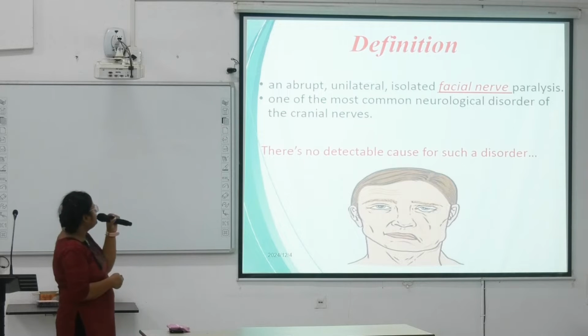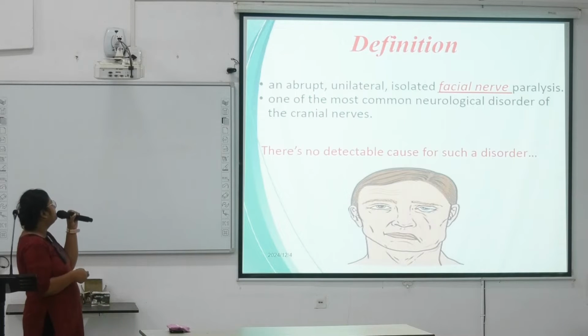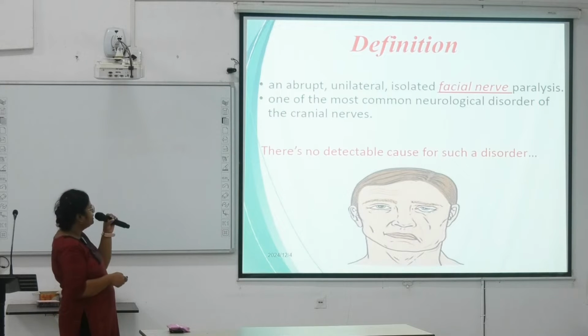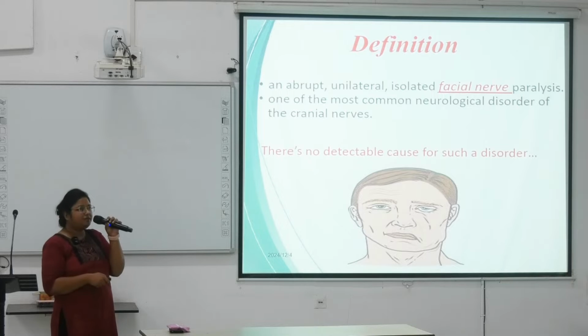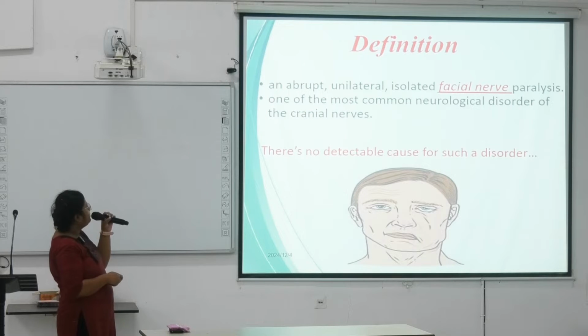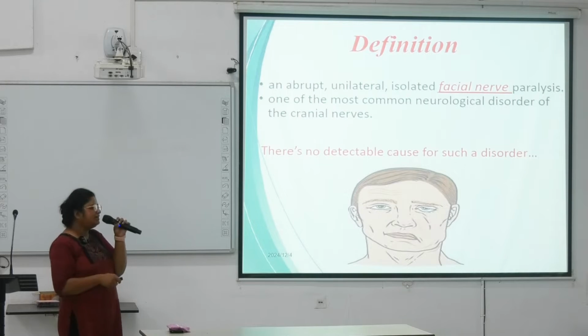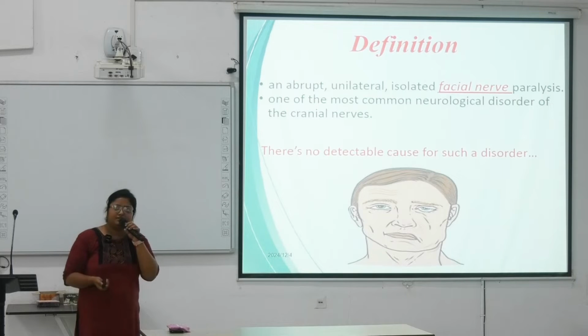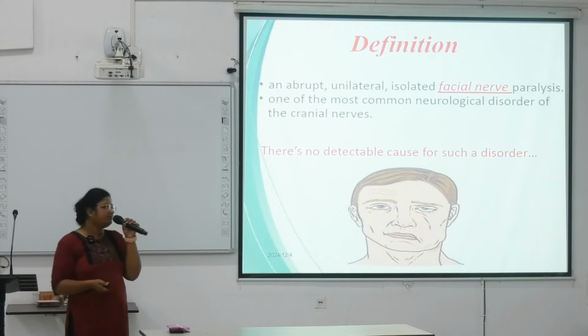So Bell's palsy, its definition: it is an abrupt, unilateral, isolated facial nerve paralysis, mainly a lower motor neuron type of paralysis. One of the most common neurological disorders of the cranial nerves. There is no detectable cause for such a disorder. It is mainly idiopathic. Idiopathic means there is no specific reason.